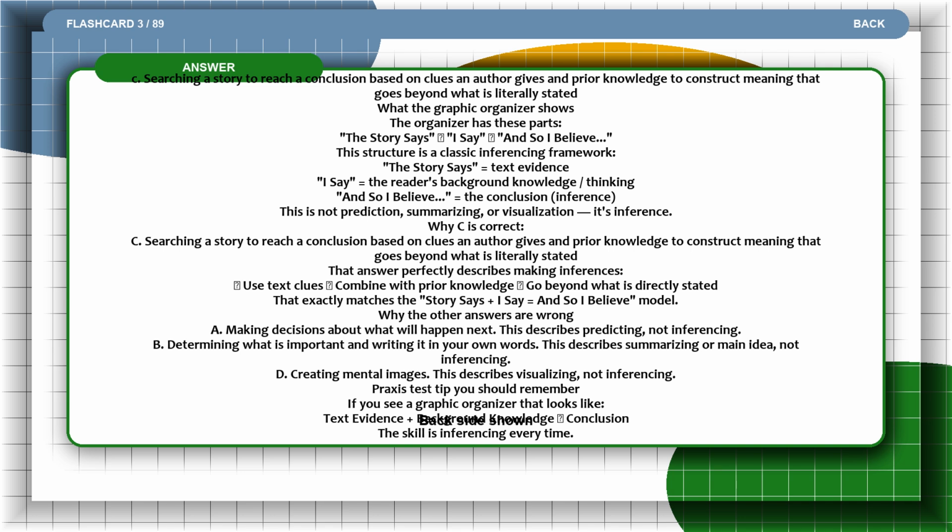Praxis test tip: you should remember, if you see a graphic organizer that looks like text evidence plus background knowledge → conclusion, the skill is inferencing every time.